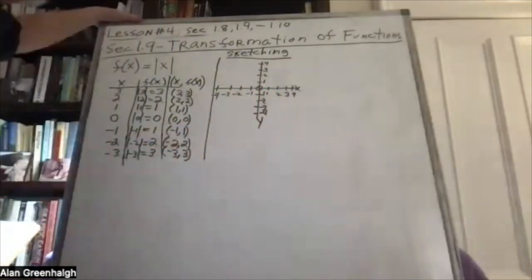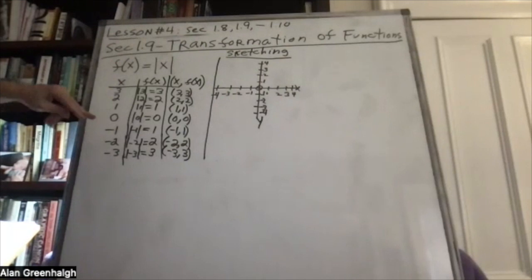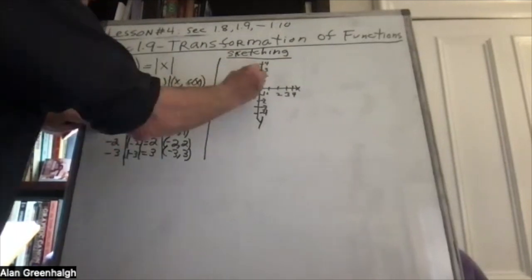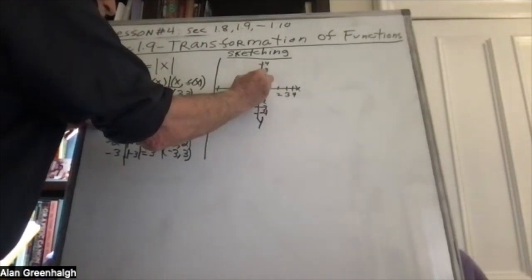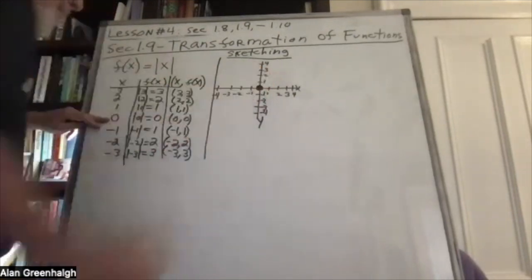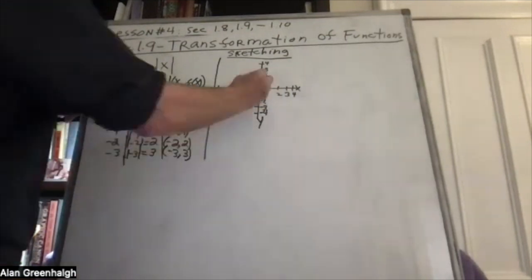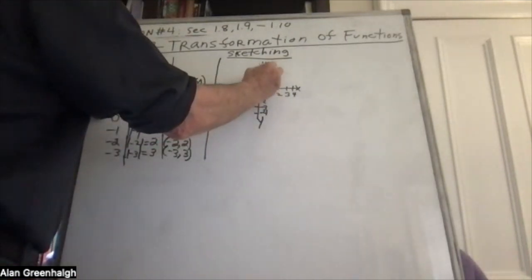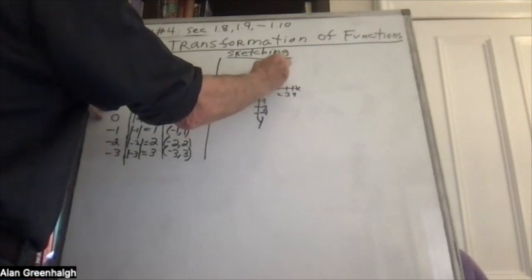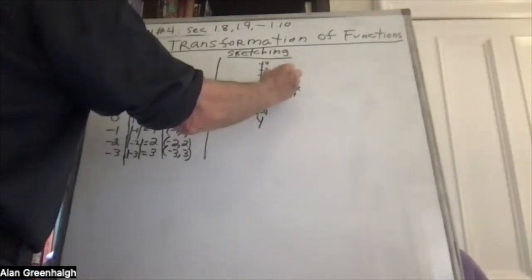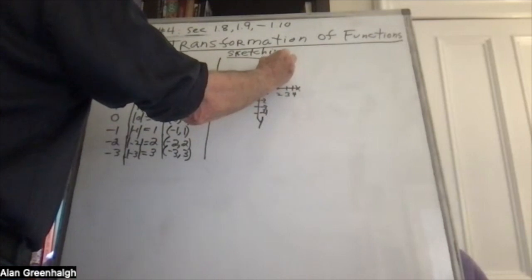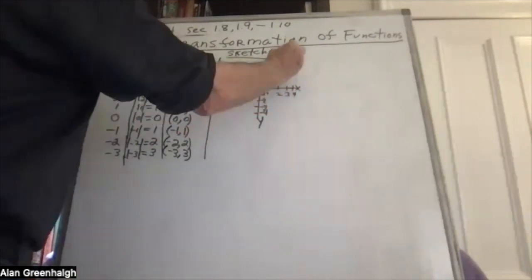Okay, now we're ready to see what this graph looks like. When x is equal to 0, y is equal to 0. This is where it starts, right here. When x is equal to 1, y is equal to 1. When x is equal to 2, y is equal to 2. When x is equal to 3, y is equal to 3, and so on.